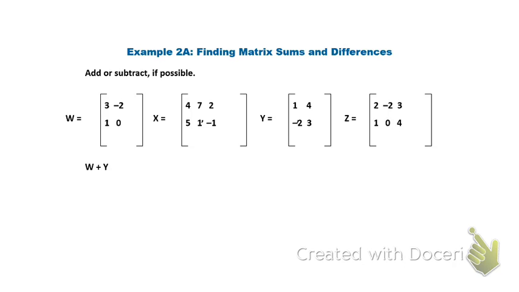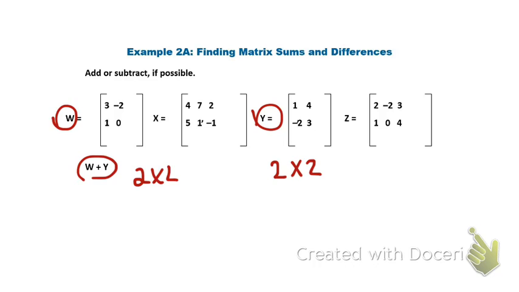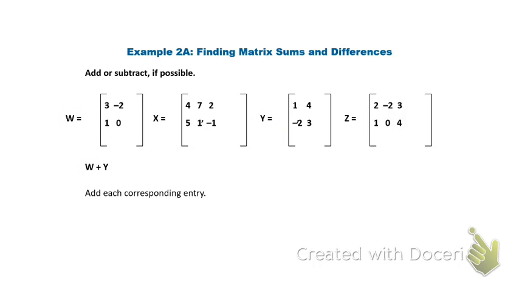So we have matrices W, X, Y, and Z, and we'll just take a look at what we can do with them. Let's say we want to add matrix W to matrix Y. Can we? We can only add them if they have the same dimensions. So if we look at W, we see we have 2 rows by 2 columns, and Y, we have 2 rows by 2 columns. So we'll be able to add those. So let's look and see what happens when we add them. We add each corresponding entry.